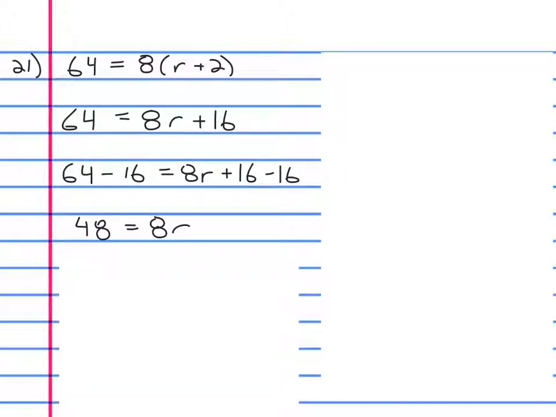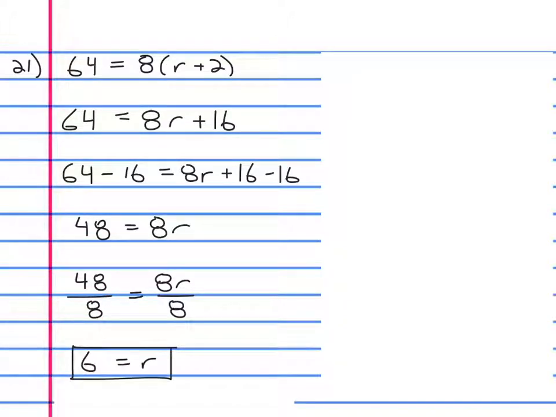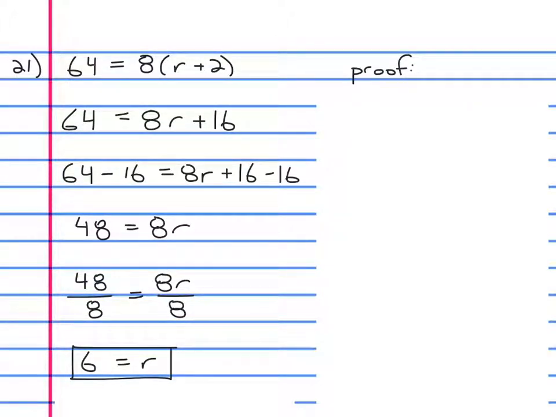The inverse operation for times 8 is divided by 8. And so we have to divide both sides by 8: 48 divided by 8, and 8r divided by 8. This turns into 8 over 8r, or 1r, which we just read as r, and this divides to be 6. So 6 equals r, and you box it. Okay, got to do a proof for this.